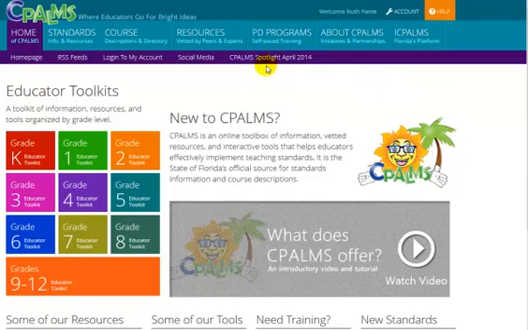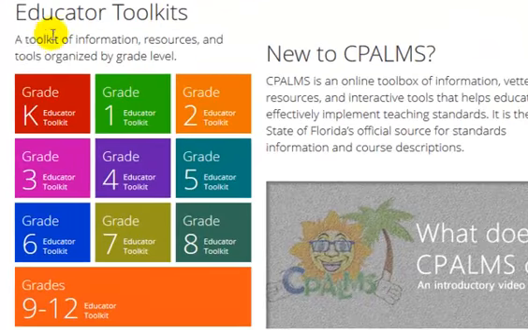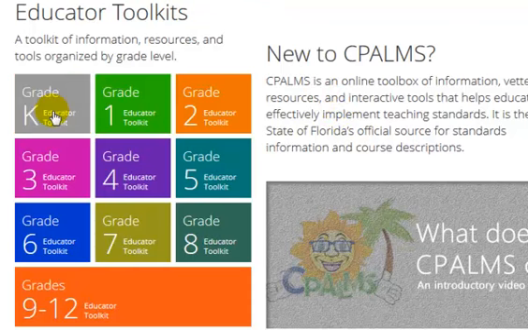Once you are in, take a look at the left side of the screen. You will see different colored blocks stacked on top of one another. These blocks contain links to the various educator toolkits. Starting with kindergarten, you will see that there is an individual toolkit for each grade level until you reach grades 9 through 12. They are working on condensing these 4 grade levels into one toolkit.